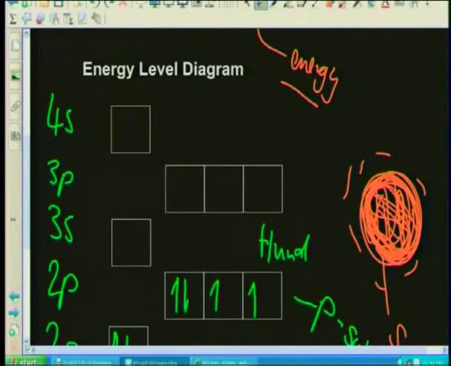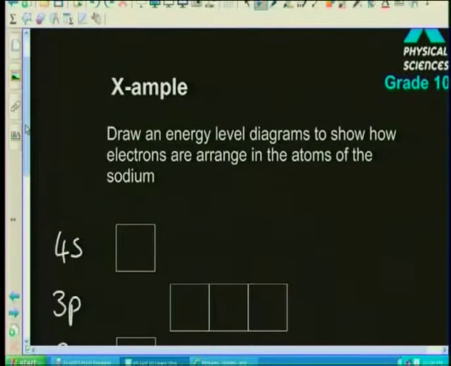Right, now I'm not going to fill the rest of this in. There's an exercise that we're going to try. Have a look at this. Here we go. What does it say? It says, draw an energy level diagram to show how electrons arrange in the atoms of sodium. So, do you think you can do it?